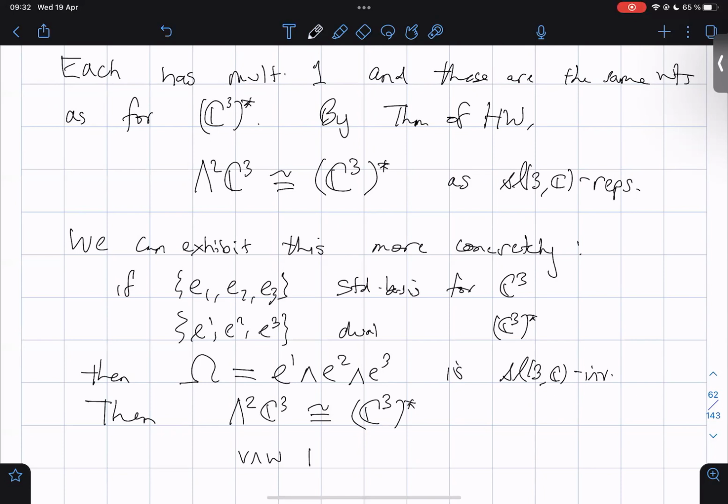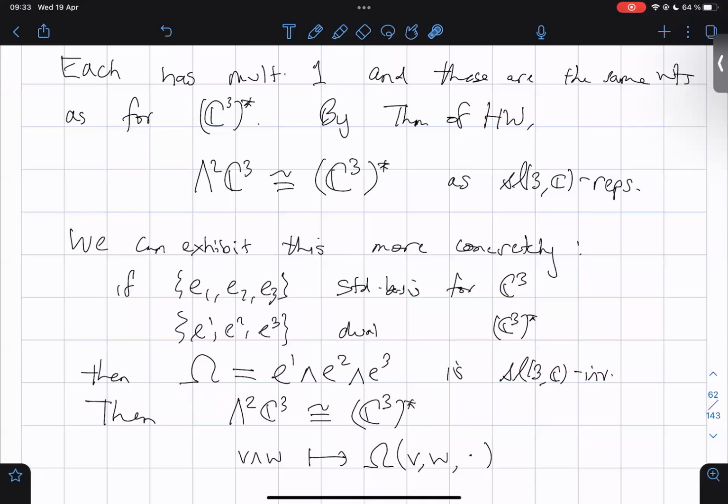So what am I going to send it to? I take V wedge W, and I'm going to insert these vectors into this volume form, into this invariant tensor. I'm going to take V, shove it into the first slot, and then take W, shove it into the second slot, or the other way around, doesn't matter. And I'm going to leave the third slot open. So this now becomes a linear form on C3, a functional. So it's an element of C3 dual.